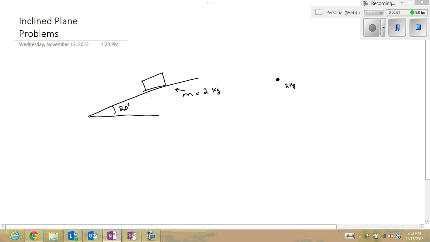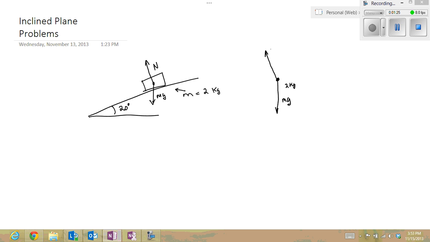Well, if I were to draw them in my diagram, I might draw them on my block here, representing mg downward. So I'll represent that vector as mg, the gravitational force pulling straight down. And we have a second vector, which is going to apply perpendicular to the surface, which we call the normal force. So that force is going to go this direction. Those are really the only two forces present in the problem.